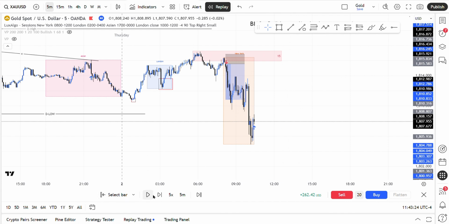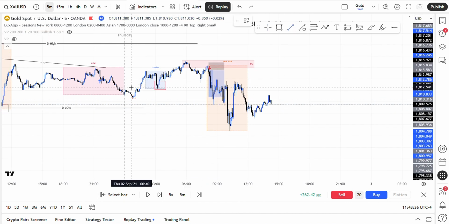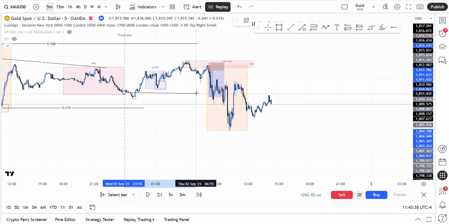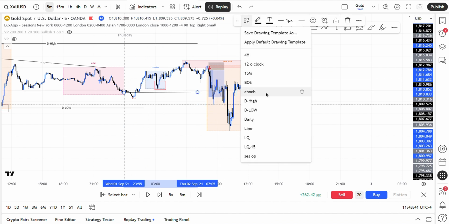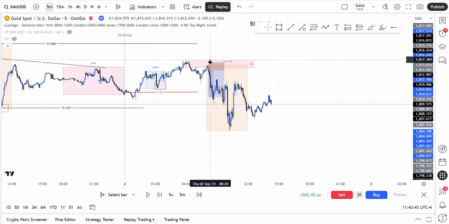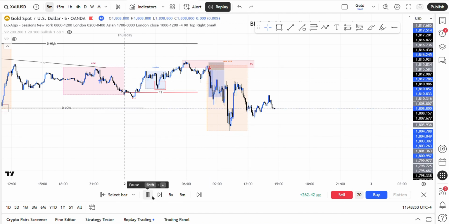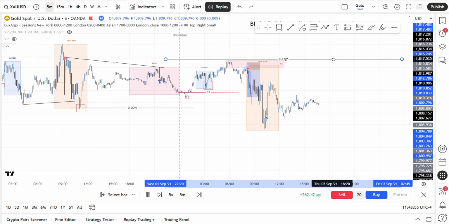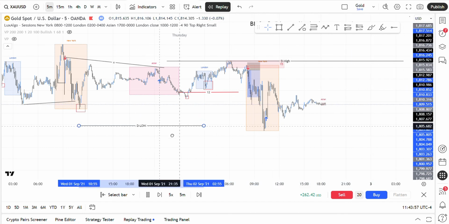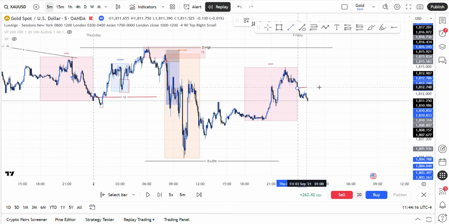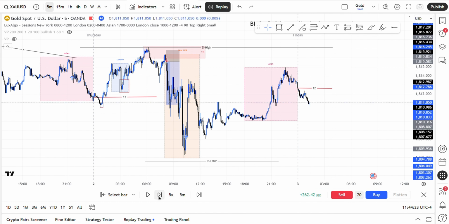Okay, let's move on to Friday. Here we forgot to draw our 12 o'clock candle. Here's our 12 o'clock midnight candle. As usual, we sold above, sorry, we sold above and bought back again here. This is our new high. This is our new low. This is our 12 o'clock candle. We should be buying below that and selling above that.